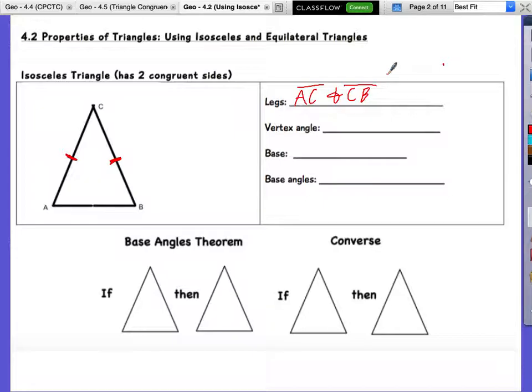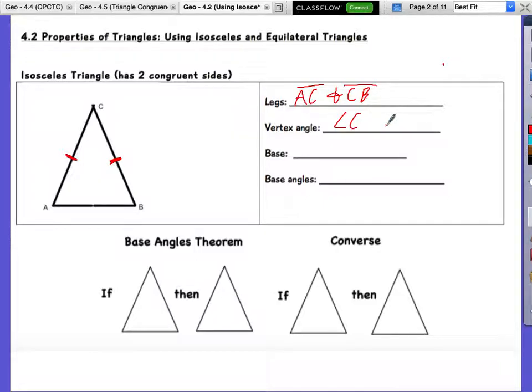Now we have a vertex angle. We'll call the vertex angle the angle that's between the 2 legs, between those 2 congruent sides. So of these 3 angles, angle A, angle B, and angle C, which of those 3 is between these 2 sides? Angle C. It's where these 2 legs meet. So angle C is what we call our vertex angle. It's the one between the 2 congruent legs. It's the only one. There's only going to be one vertex angle, yes. In an isosceles triangle, there will only be one vertex angle.